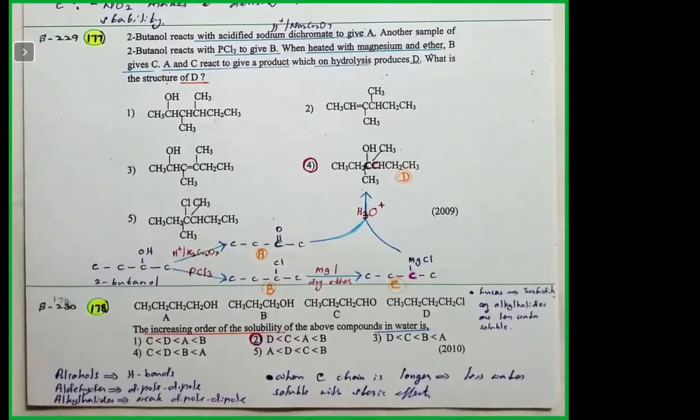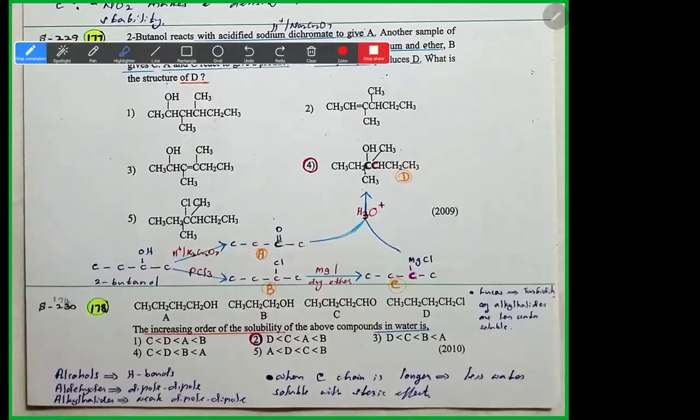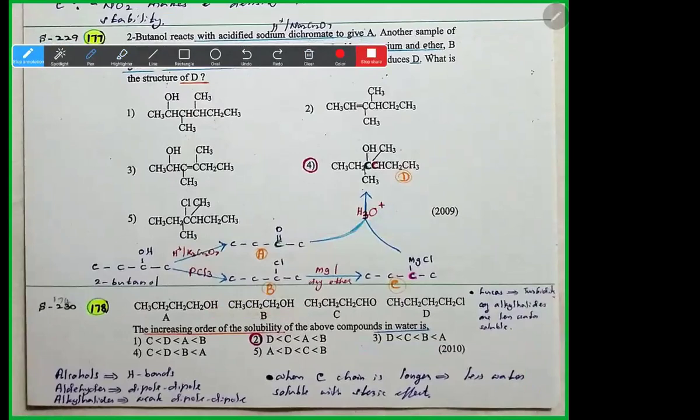Increasing order of solubility. Definitely alkyl halide is D. See the alkyl halide, D is alkyl halide. Then moving to C, dipole-dipole interaction. Then if you are moving to A and B, B is supposed to be the greatest because the carbon chain is shorter. Here you have more carbon, so more water repelling. 178, answer 2.